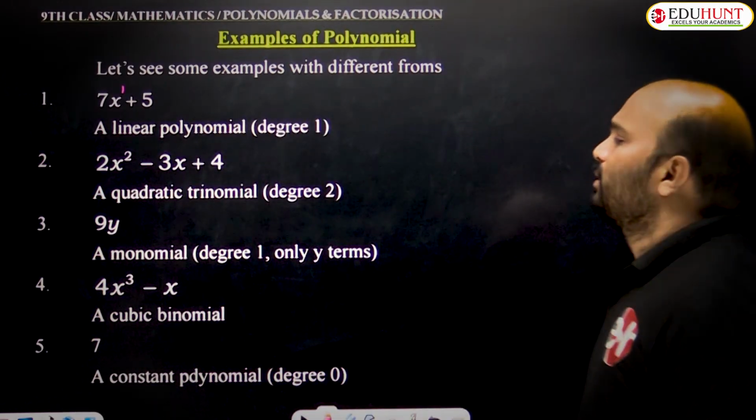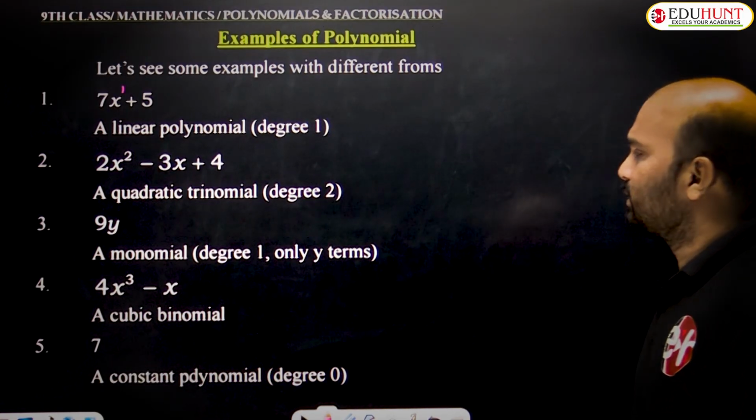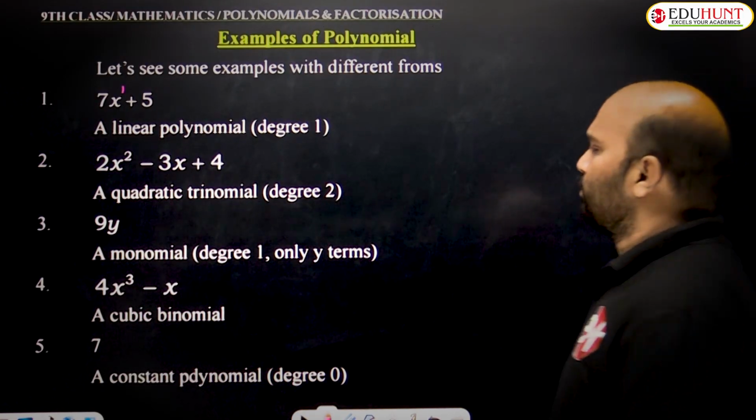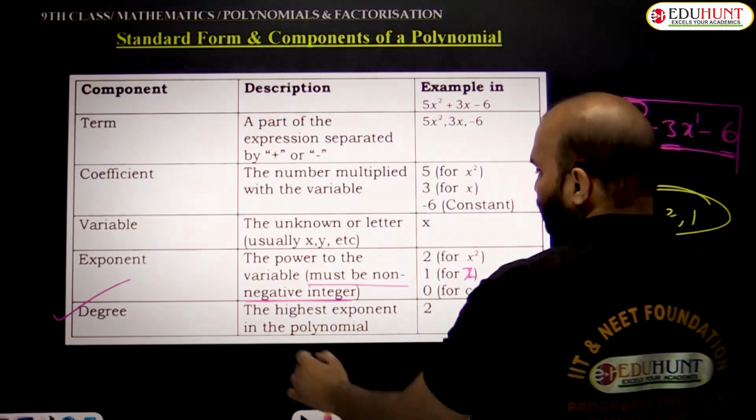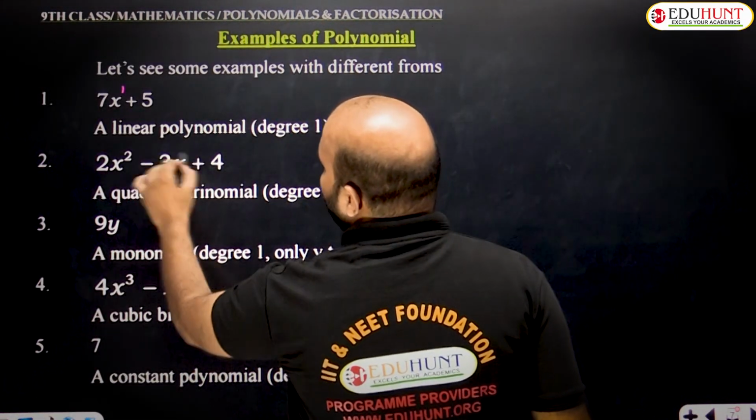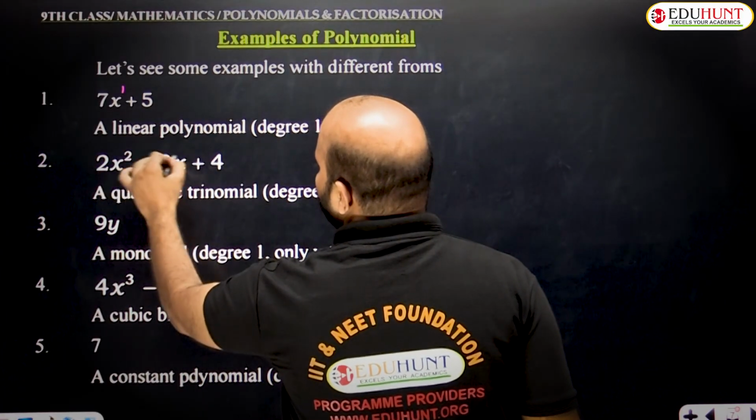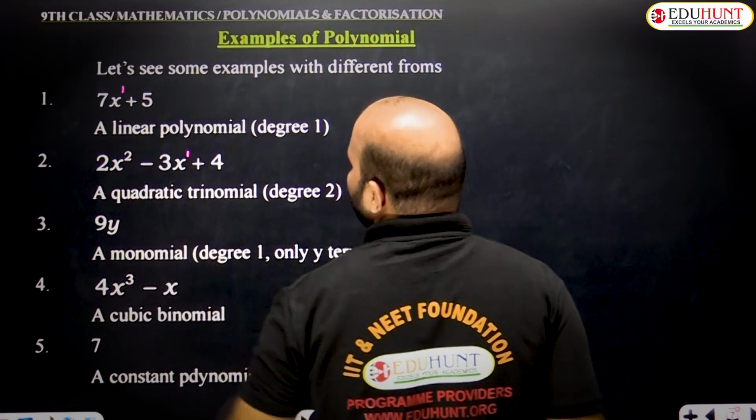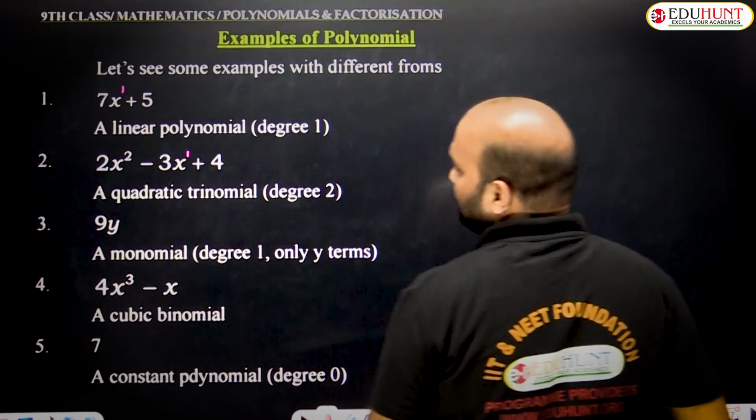It is a quadratic trinomial. So the degree is 2, because what is degree? Already told you, the highest exponent in the polynomial. What are the exponents here? 2 and 1. In 2x square the exponent is 2, and in x power 1 the exponent is 1. The highest value is 2. So the degree is 2. Am I clear?